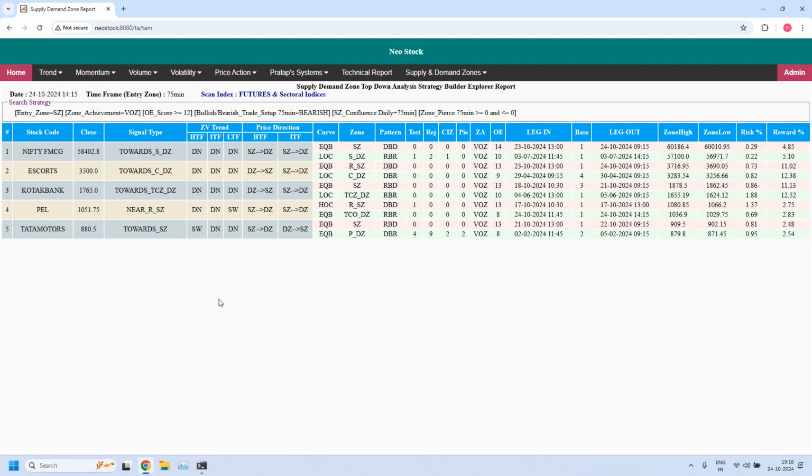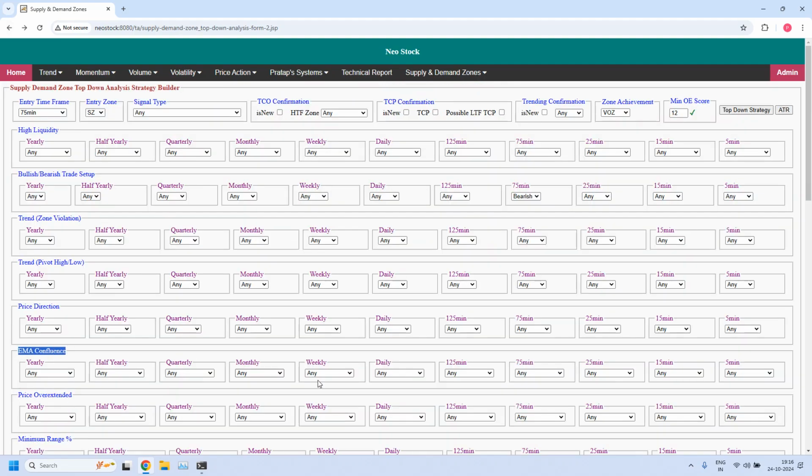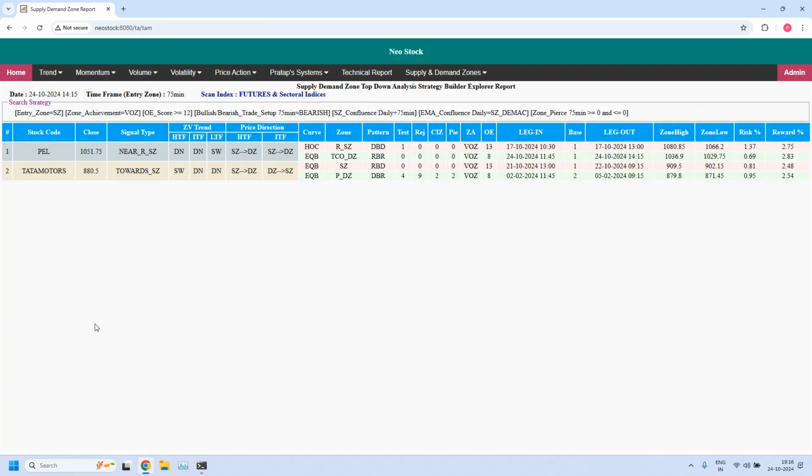Because the daily trend is downtrend, if any of these 5 stocks are having daily EMA confluence with the daily supply zone, they are even more high probability setup supported stocks. So in the EMA confluence, daily time frame. Why daily time frame? Because the 75 minute supply zone is part of the daily supply zone. That's why the daily supply zone is having daily EMA confluence. It is a high probability setup. 2 stocks are filtered. These 2 stocks are even more high probability setup supported stocks because the supply zones are having daily EMA confluence.